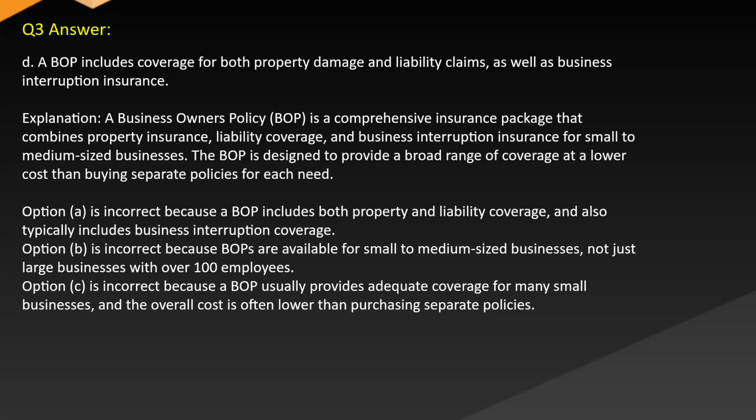each need. Option A is incorrect because a BOP includes both property and liability coverage and also typically includes business interruption coverage. Option B is incorrect because BOPs are available for small to medium-sized businesses, not just large businesses with over 100 employees. Option C is incorrect because the BOP usually provides adequate coverage for many small businesses and the overall cost is often lower than purchasing separate policies.